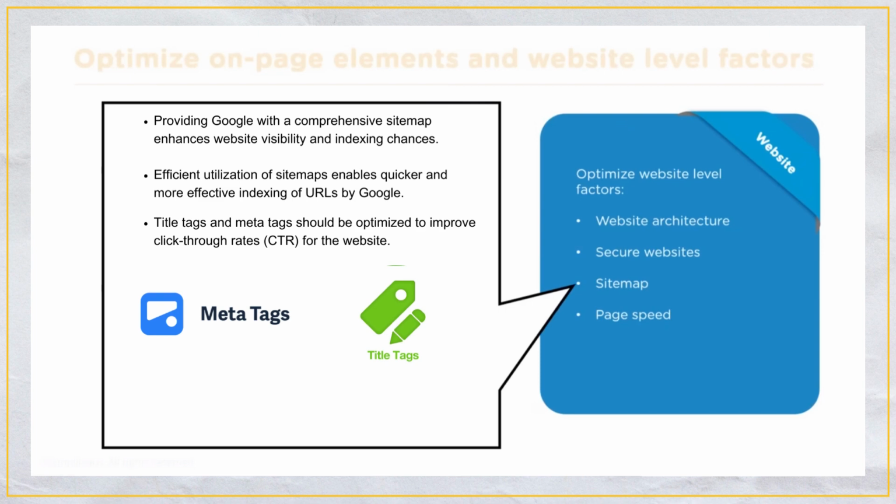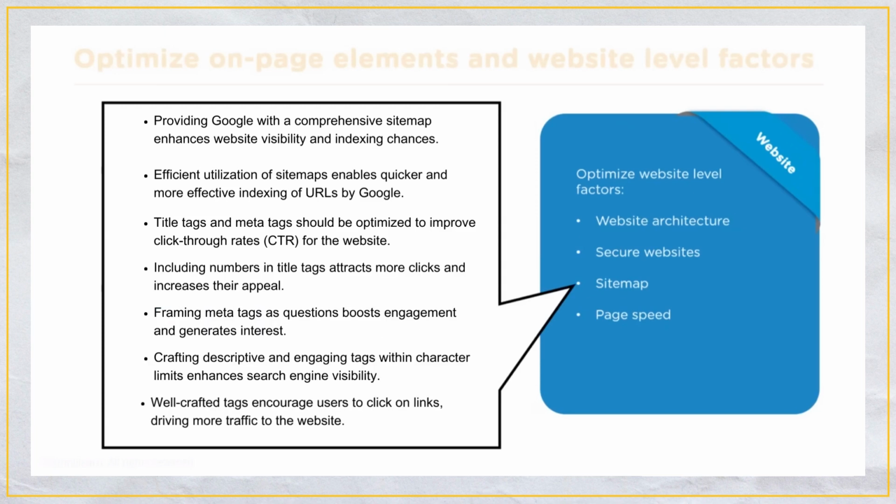To optimize click-through rates or CTR for your website, it is beneficial to pay attention to the title tags and meta tags. Including numbers in title tags tends to attract more clicks. For instance, rather than a generic tag like Learn Digital Marketing, using a number such as 5 easy ways to learn digital marketing can be more enticing.